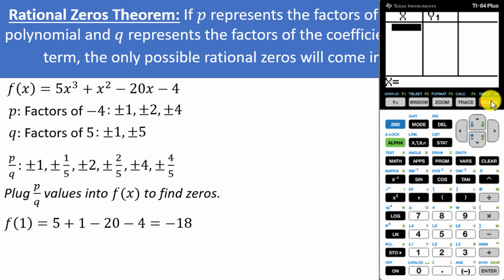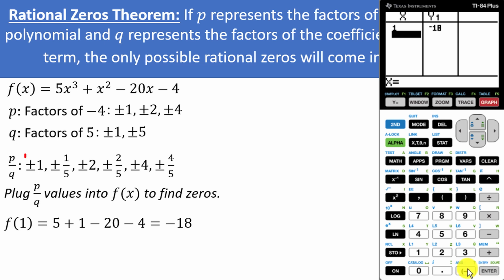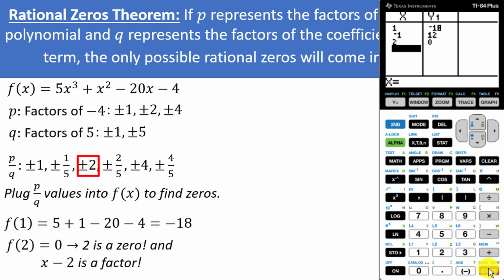Now you can type in x values and the calculator will generate y values. So if I type in 1 and press enter, the calculator will evaluate the function at 1, which is negative 18, which we already got. So you can easily type in a lot of numbers from your list to see which ones are zeros. I usually start with the whole numbers, as they tend to be more likely to be zeros in most problems from textbooks. Let's try negative 1. Nope, not a 0. How about 2? Looks like 2 is a 0.